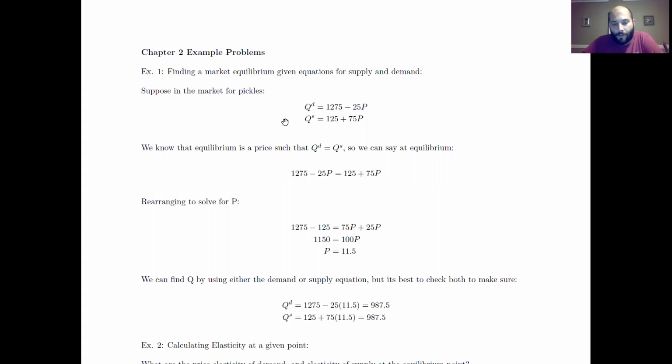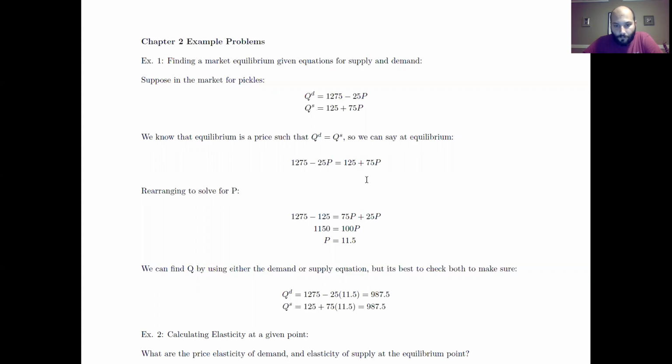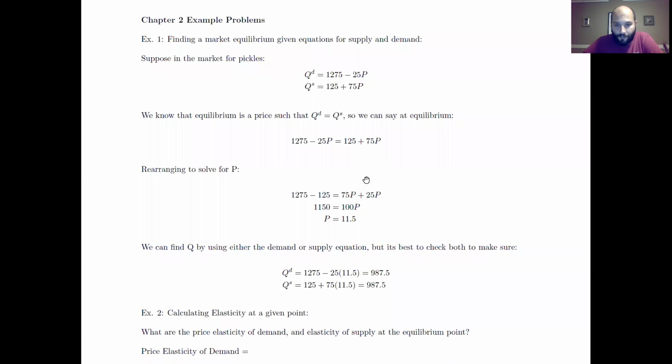Remember, equilibrium is a price such that quantity demanded equals quantity supplied. So we know at equilibrium, the two Q's are equal. We can equate these two terms. We have 1275 minus 25p equals 125 plus 75p. All right, so now we just have to rearrange to solve for p.